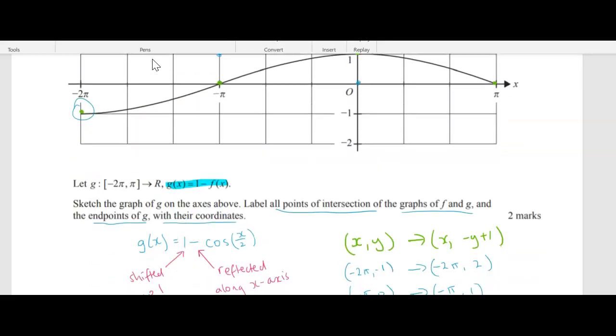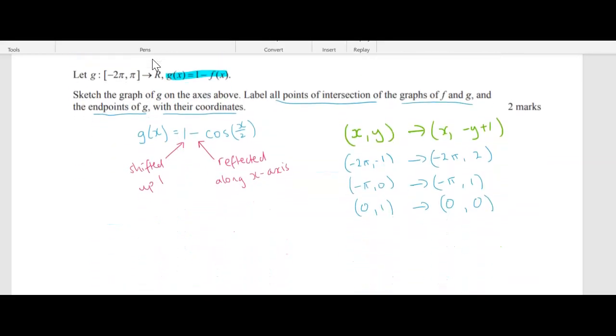And then we've got pi, 0. So it's going to become pi, 0 plus 1.